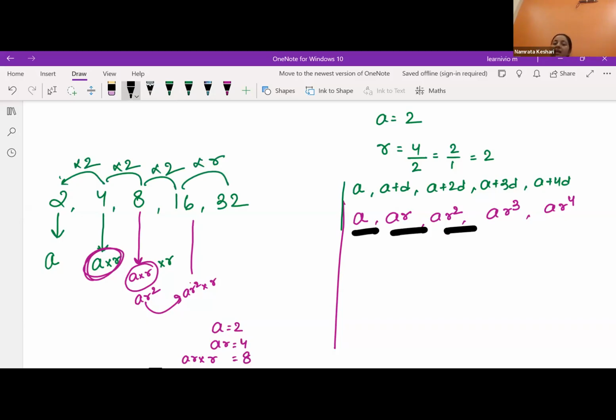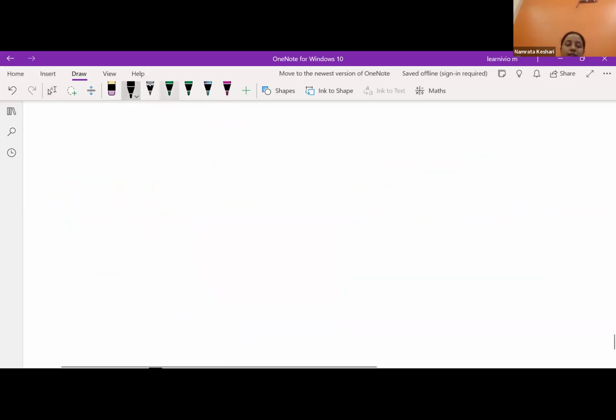First term is a, and next time we ended up getting 4. That means a into r. Next time we ended up getting 8. That means the previous term multiplied with r. Again we ended up getting 16. That means the previous term multiplied with r. And from there we got a general form of GP, that is ar square, ar cube, ar to the power 4, ar to the power 5, ar to the power 6, like that. Getting it, Manvi and Nabila? Yes, ma'am.